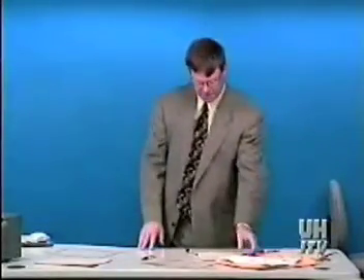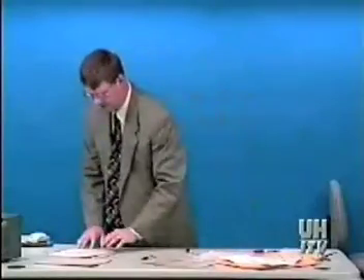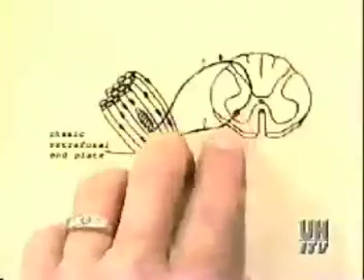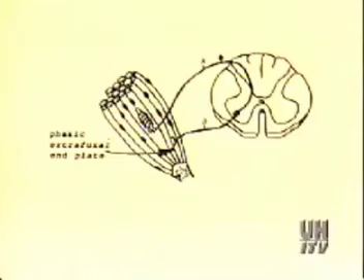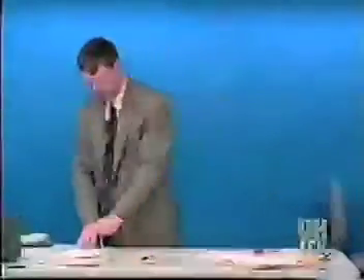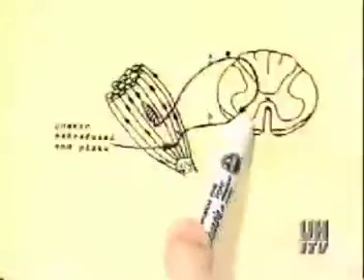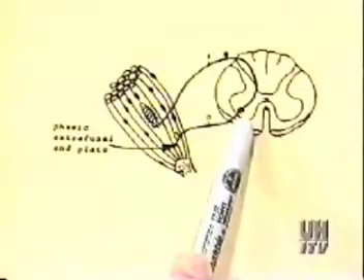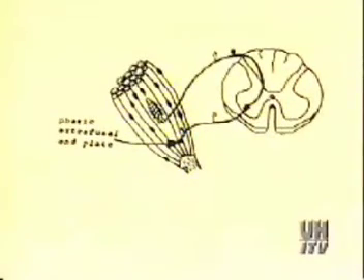Another feature of the stretch reflex is that it's known as a monosynaptic reflex. So what does that mean? Right. So monosynaptic, meaning one. So you have one synapse. All right. So the information comes in from the spindle, synapses directly onto the alpha motor neurons, and goes right out to the extrafusal fibers, causing contraction.